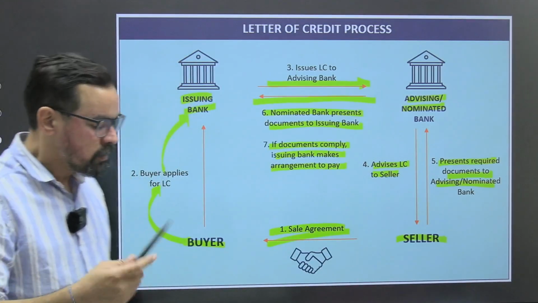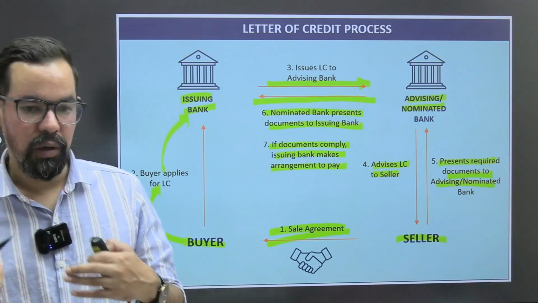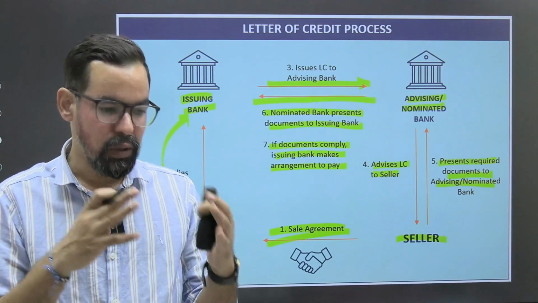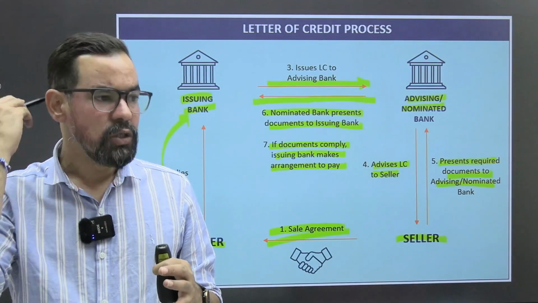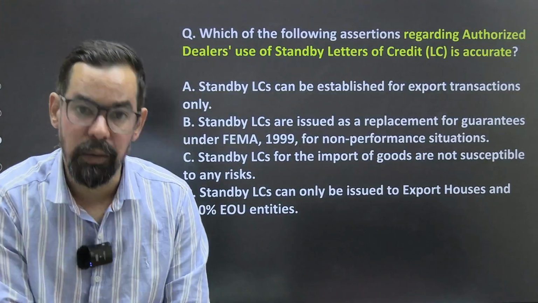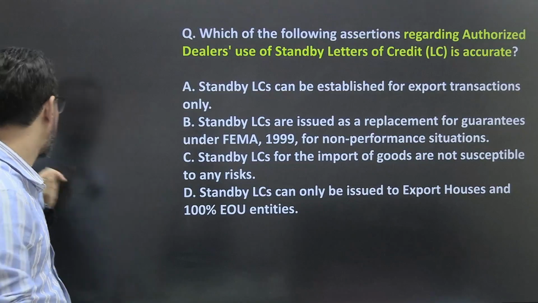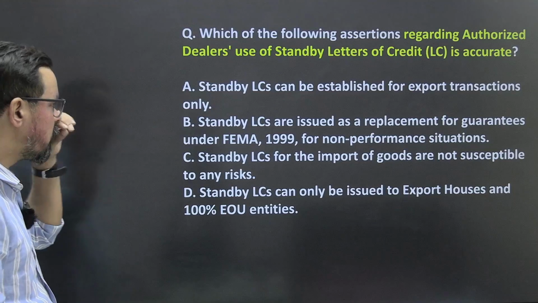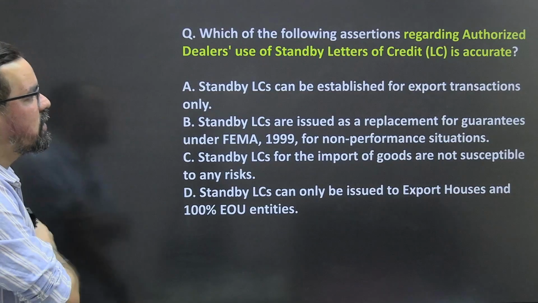So in this way, if you include those SWIFT messages and all, there are around 10 to 11 stages which are generally part of this particular one, ठीक है। चलो अब आगे बढ़ते हैं, नेक्स्ट क्वेश्चन, which of the following assertions regarding authorized dealers' use of standby LC is accurate?